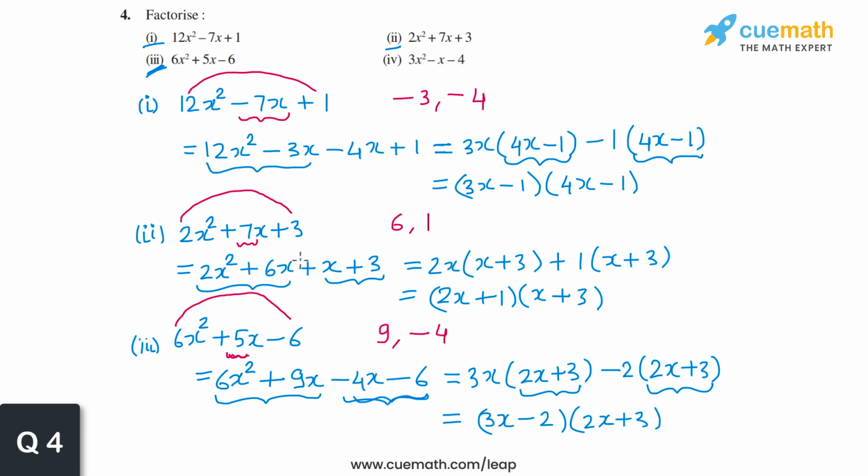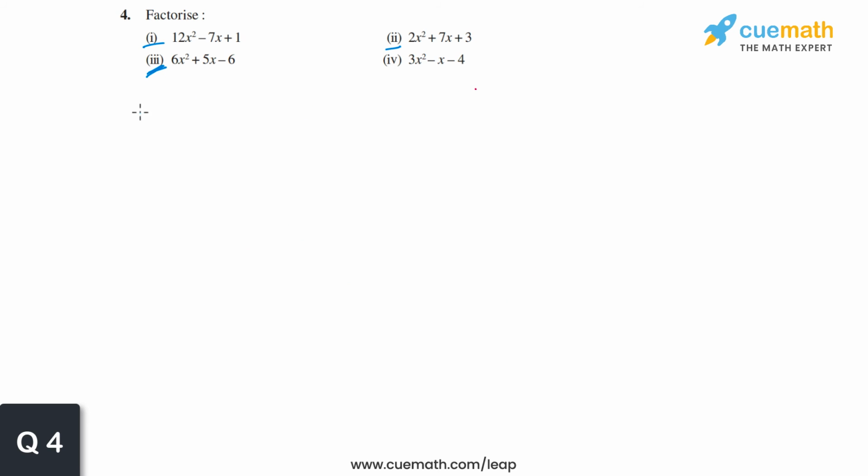Now let's do the fourth one. So the fourth polynomial is 3x square minus x minus 4. So this time I have to find two numbers whose sum is minus 1, the coefficient of x, and whose product is 3 times minus 4, which is minus 12. So the answer is right there in front of you. The two such numbers are 3 and minus 4. Their sum is minus 1 and their product is minus 12. So that's how we can split the middle term this time, minus x as 3x minus 4x.